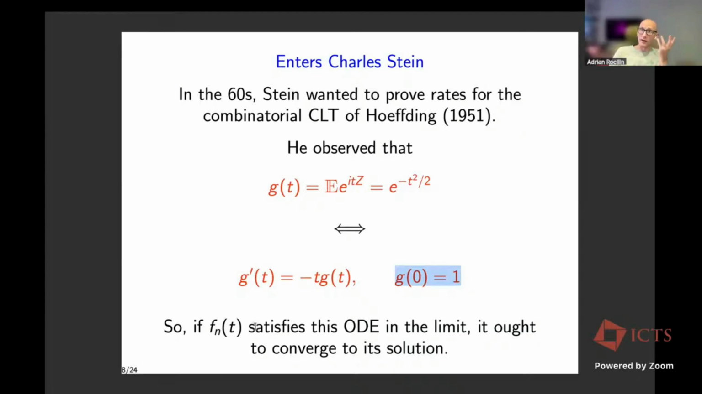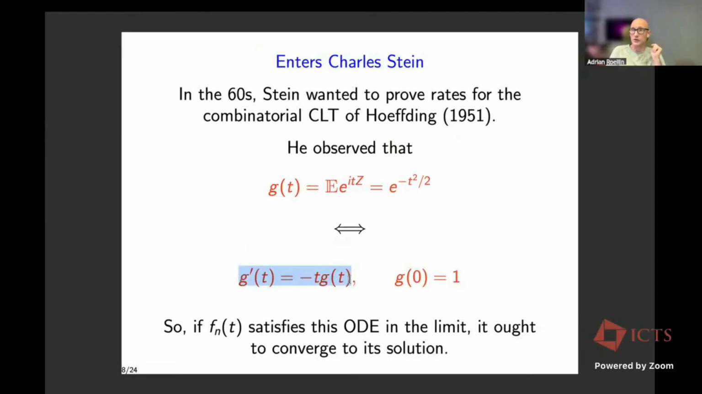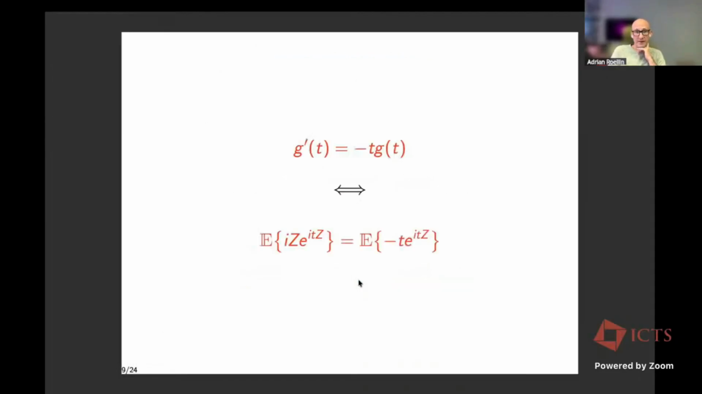So his approach was that if we can show that our characteristic function of interest f sub n satisfies this ODE in the limit, we should hope that we can prove that way that this variable of interest converges to the standard normal. Rather than doing the calculation directly, which is what we've done here, maybe we can also use this kind of ODE idea to get the same result in a different way. So again, let's write down what this ODE is. This is an analytic expression: g prime equals minus t g of t.